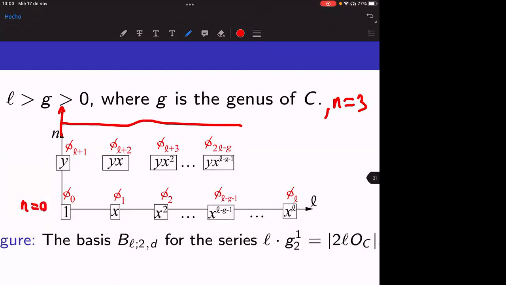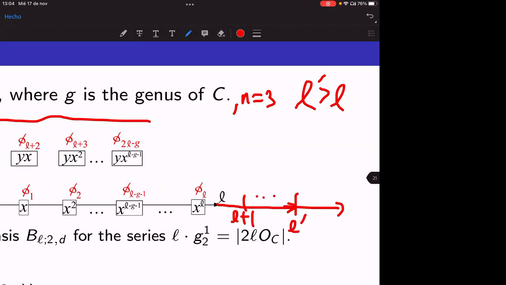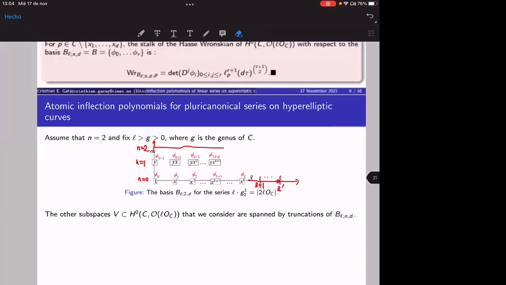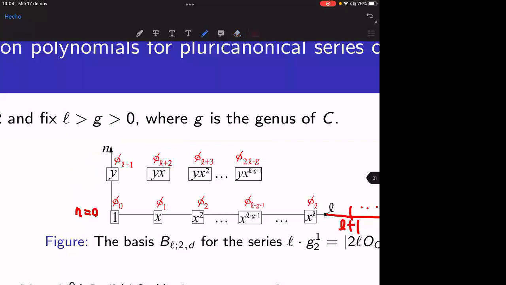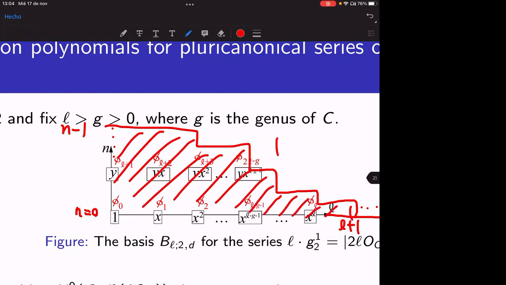So this is n equals zero, this is n equal one, and then if n equals three, you add one more here. I'm sorry, this is two, right? And then if you decide also to do L, for example, take L prime bigger than L, then you extend your arrangement to take L plus one up to L prime, right? These here are dots. But you are not constrained to pick n equal three. You can pick here any n. And the result is that you are going to go up to n minus one, and then you are going to have some kind of stairs, right? And all the monomials lying behind these stairs are the monomial basis B, L, N.